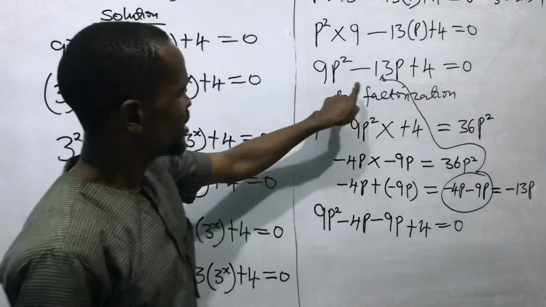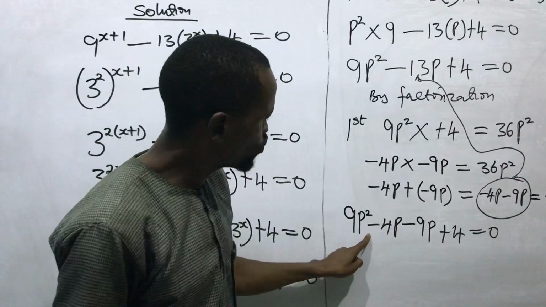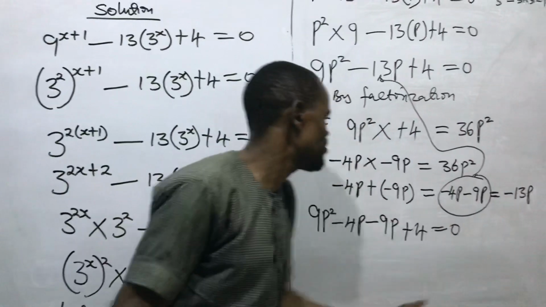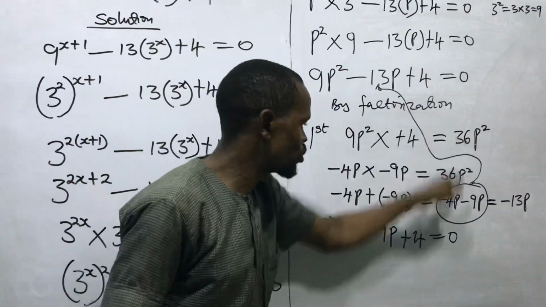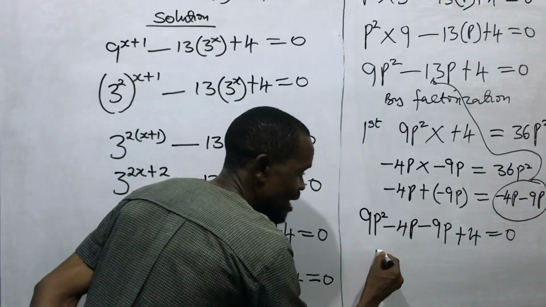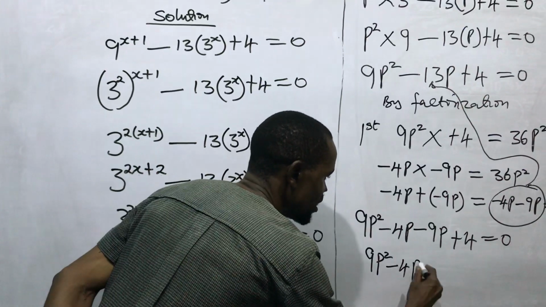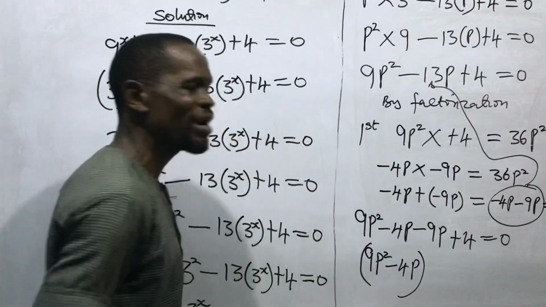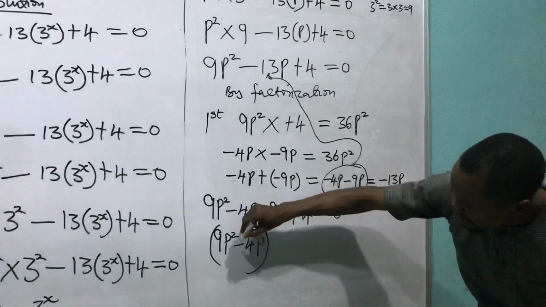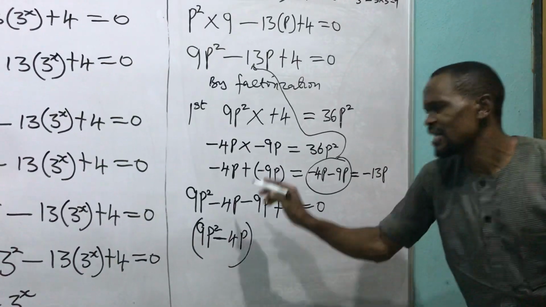Remember, when I replace this with this, I will have minus 4p minus 9p, which is the same thing as minus 13p, plus 4 equals 0. Then I have made this equation to be 4 in number. I can now have 9p squared minus 4p, close the brackets. You remember what I said earlier in our former lesson? I told you that the sign at the first bracket is always the sign at the second bracket.